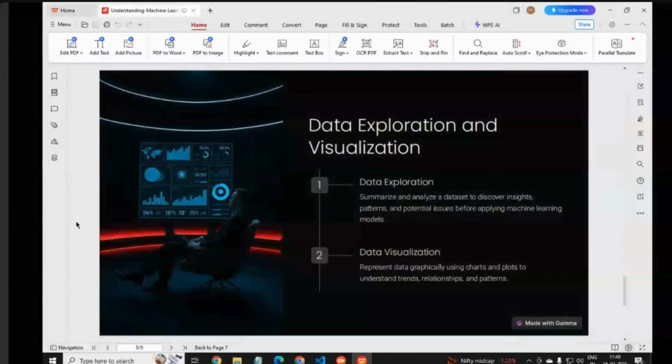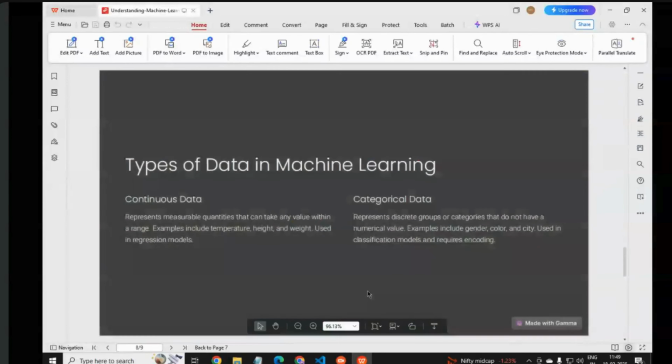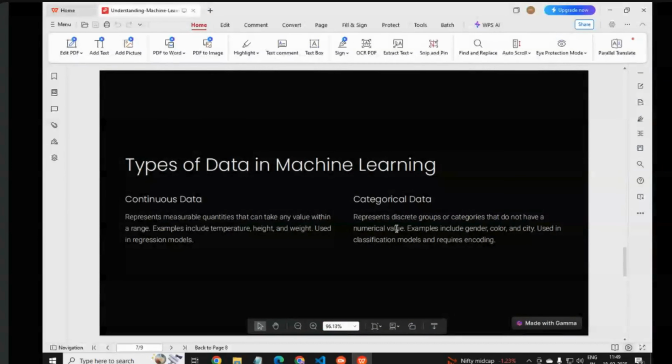So one more is there, not categorical data. We use continuous data in regression models, for example in prediction of house prices. The second use is that normalizing and standardizing may be applied before training models. So let's see the categorical data.